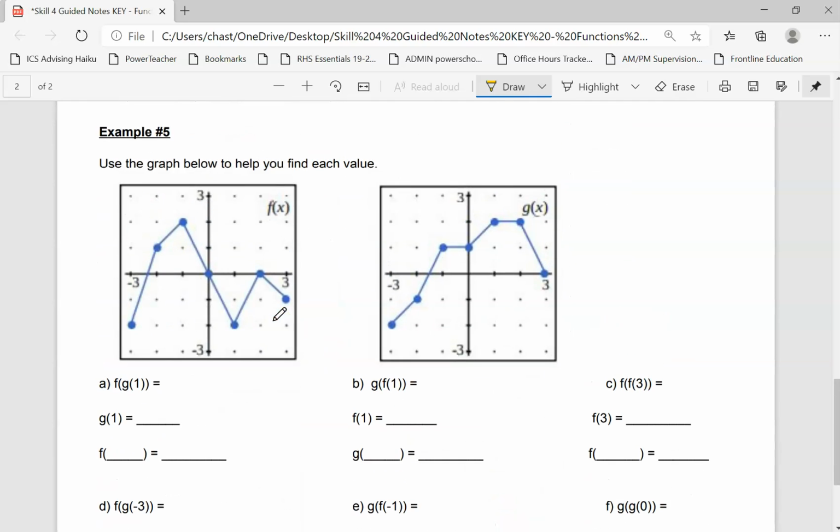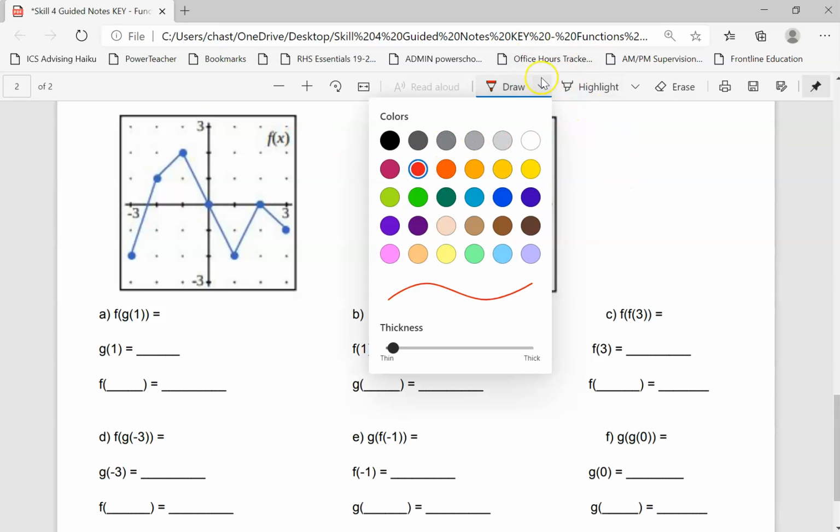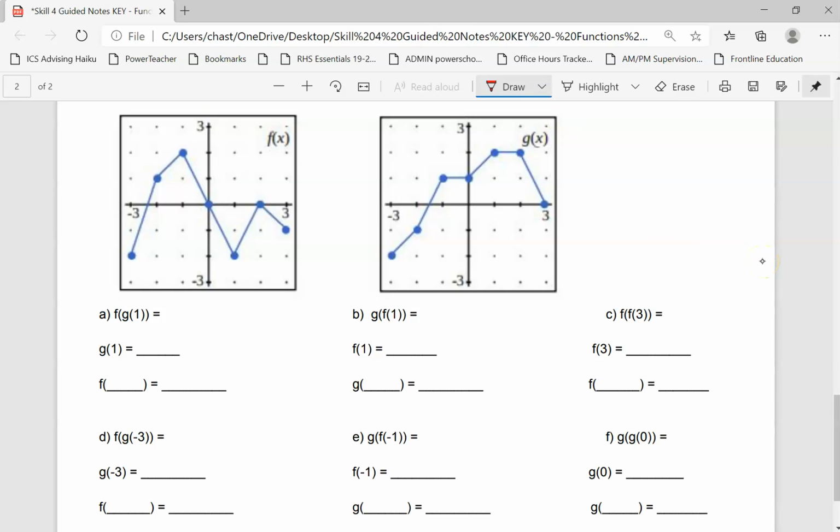Now let's do the same thing from a graph perspective, okay? So I give you 2 graphs, one is f of x and one is g of x, and we're going to find different values. The first one says, what is f of g of 1? First we're going to find g of 1, so we look at our g of x function. g of 1 is 2. Now we go over to our f of x function and look up f of 2. f of 2 has a value of 0. So f of g of 1 equals 0.